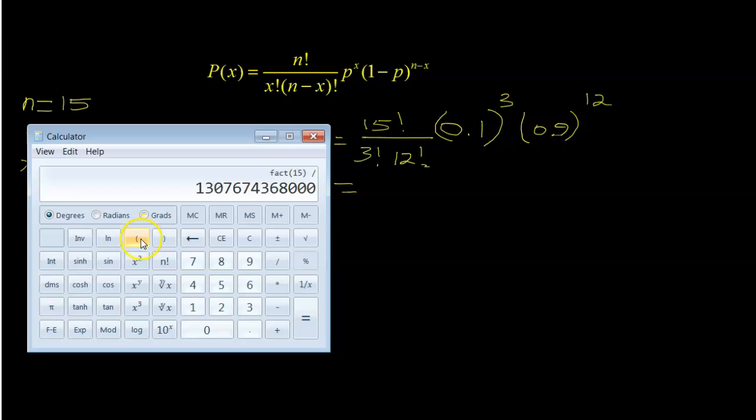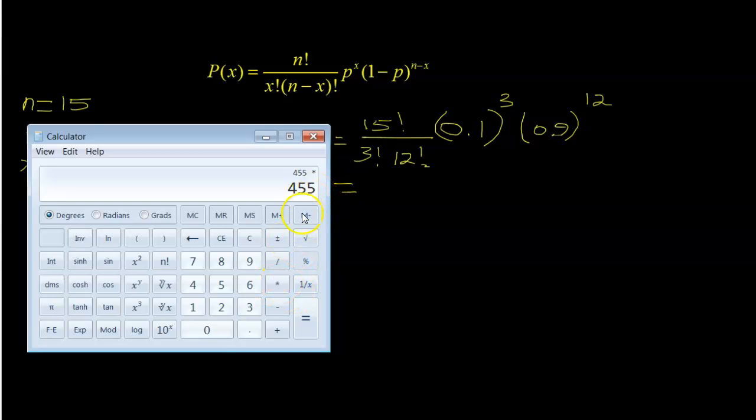Now, it would be a good idea to use brackets here. So I'm opening a bracket, taking 3 factorial, and I'm multiplying that by 12 factorial. Closing my bracket. Okay, I could say equals here if I want. And so this mess right here, 15 factorial divided by 3 factorial times 12 factorial, works out to be 455.